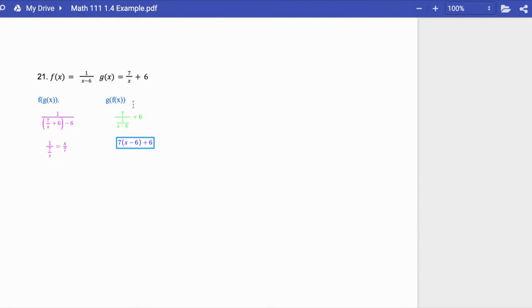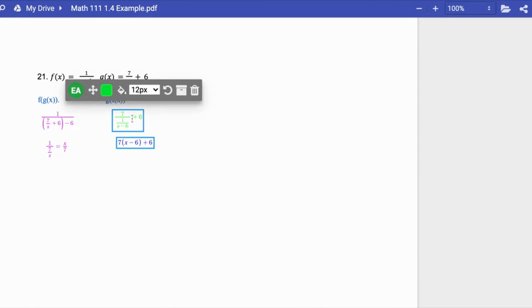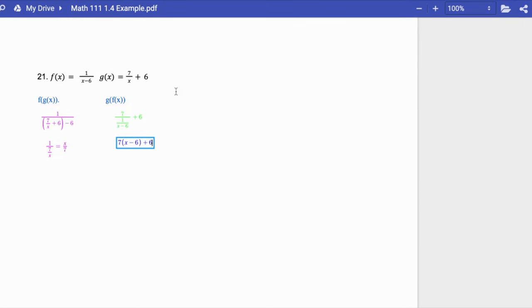I'm just putting the plus 6 on the outside because when I flipped the fraction, I'm not solving for x. I'm just simplifying this triple fraction. So this triple fraction right here is the same thing as this. Then when I simplify it, I have to do the distributive property. I'm going to have 7x minus 42 plus 6, which is equal to 7x. Negative 42 plus 6 is negative 36. And that is our answer, 7x minus 36. So you have two answers. You have f of g of x, which is x over 7, and g of f of x, which is 7x minus 36.